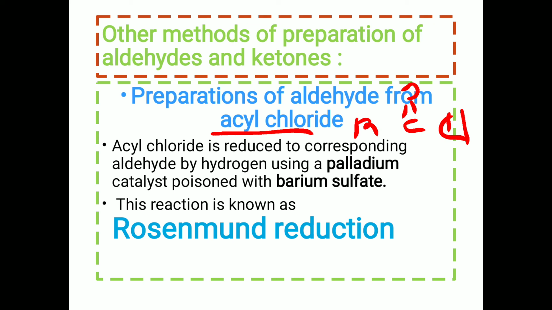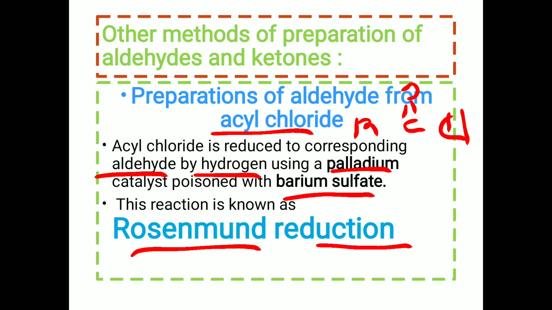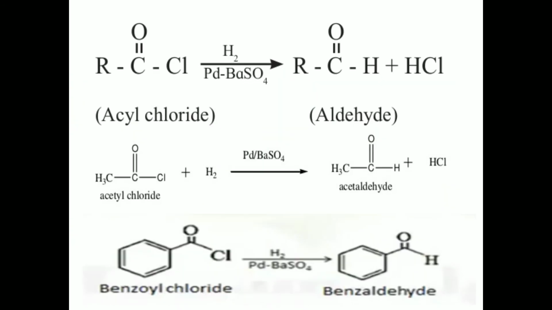The acyl chloride, RCOCl, can be reduced to the corresponding aldehyde by hydrogen using a palladium catalyst poisoned with barium sulfate, that is BaSO4, and this reaction is known as the Rosenmund reaction. Now see how this reaction takes place. The general reaction for this is RCOCl, that is acyl chloride.